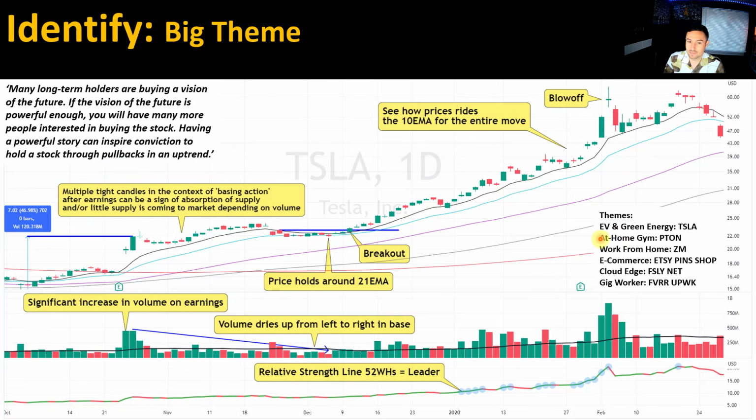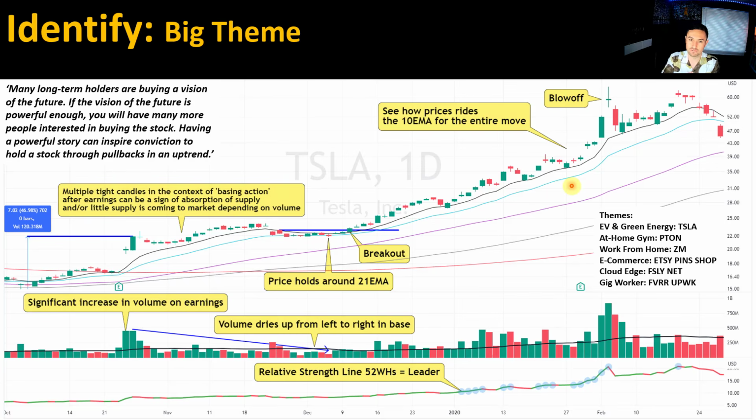If you think about some of the themes of late, you have EV and green energy, Tesla, the at-home gym being Peloton, work from home, Zoom, e-commerce, Etsy, Pinterest, Shopify, cloud edge, Fastly, Netlify, gig workers, Fiverr and Upwork coming through as well. So try to identify the 3 to 5 themes going on in the market and 3 to 5 groups as well. At any one time in the market, my experience is there's usually somewhere between 3 to 5 groups and/or themes that are leading. So what are the leading groups? What are the leading themes? And then what are the leading stocks within those?